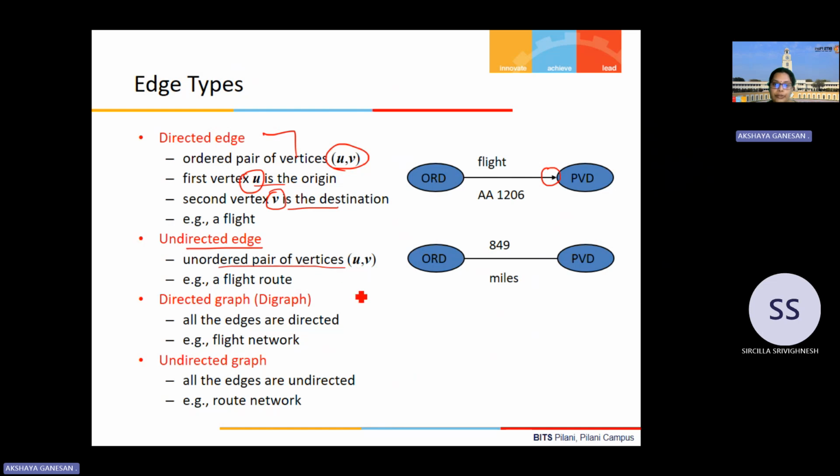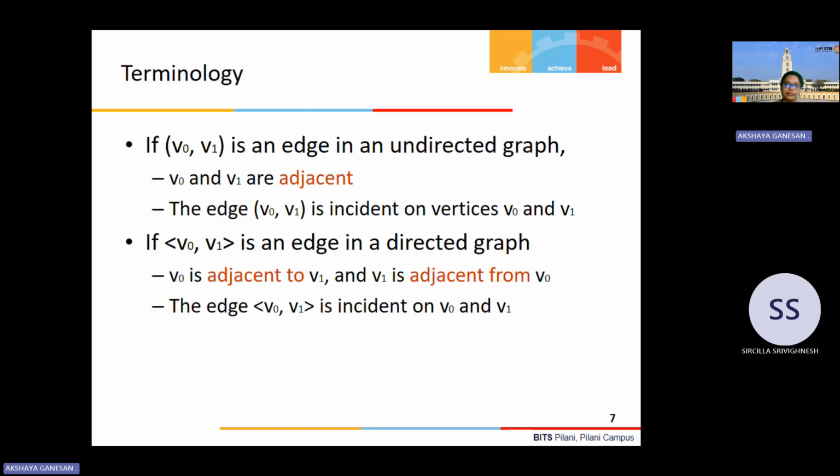So it is an unordered pair of vertices. You say UV. Even if you say V comma U, it is the same as UV. For a flight route, if both directions are available, it can be mentioned as an undirected edge. When all edges are directed, with an arrow pointing, you call that graph a directed graph or digraph. When all edges are undirected, as in a route network, you call that graph an undirected graph. And there are some more terms which we have to understand.